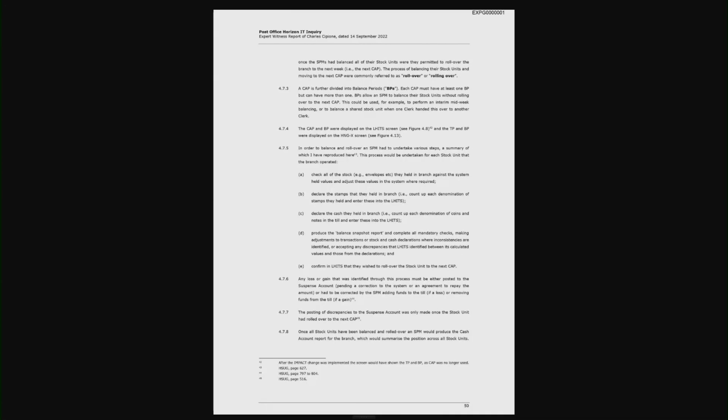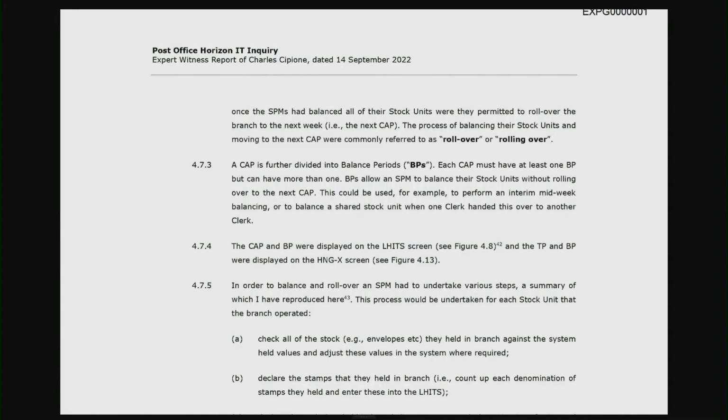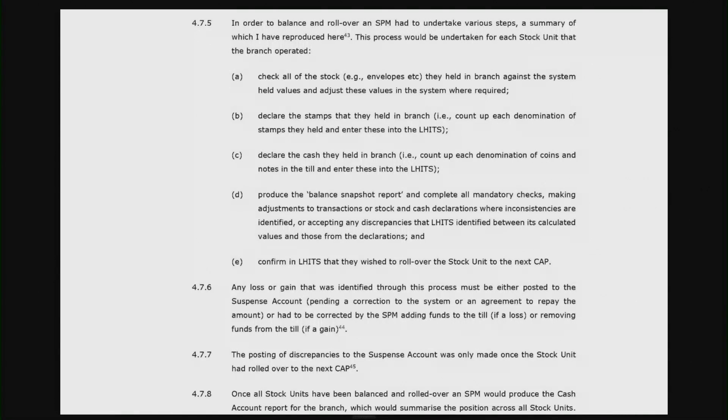We can go back to page 50 of the report. We're up to paragraph 4.7.5, where you say that in order to balance and roll over, a sub-postmaster had to undertake various steps, a summary of which you reproduce. This process would be undertaken for each stock unit that the branch operated, and you outlined 5 processes. Can you just walk us through those, please?